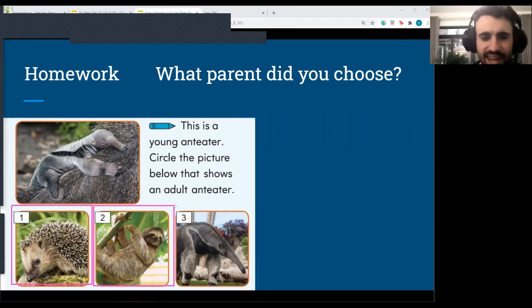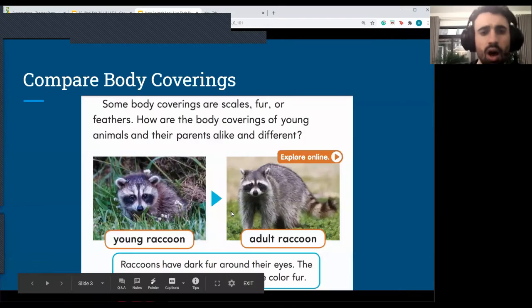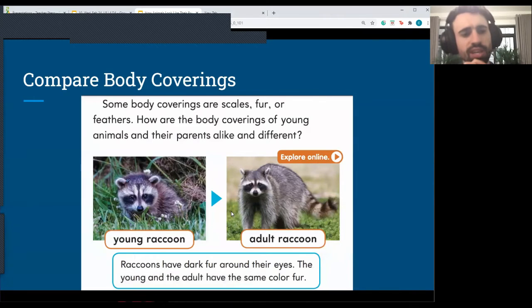And number 3 is an anteater. And of course, these last 2, they eat ants. They love to eat ants, just like Lavi said. Good job, Ruby. Okay, today we're going to be learning something different though. We're going to be looking at body coverings.